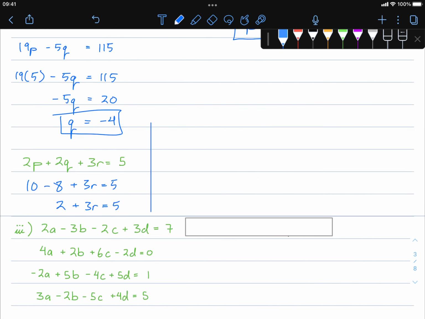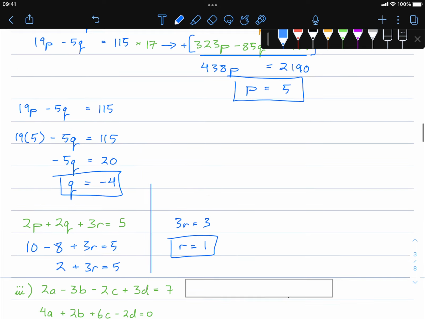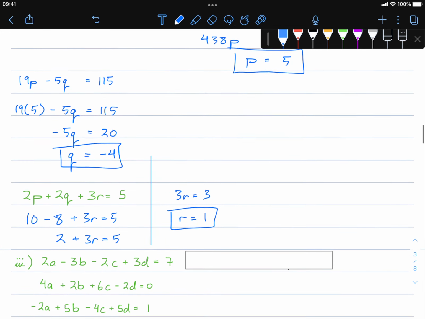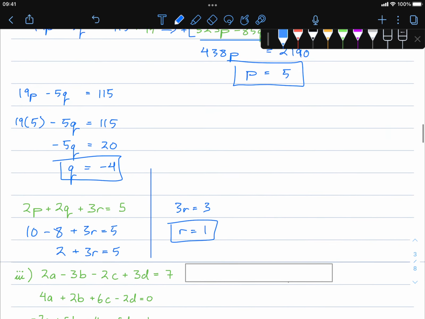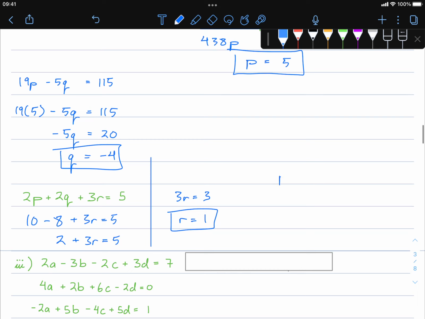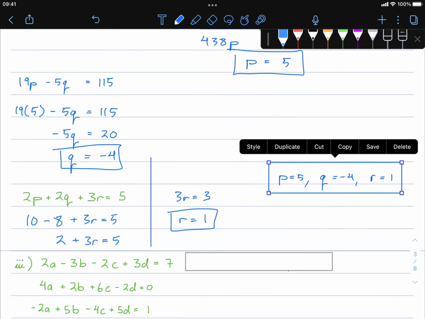Oh, seems like we got a wrong substitution here. Oh no, sorry. 3r equals 3, r equals 1. Oh, sorry. In my head I had 7 over 3. But regardless, that is now the solutions. So p equals 5, q equals negative 4, r equals 1. And there we have it.